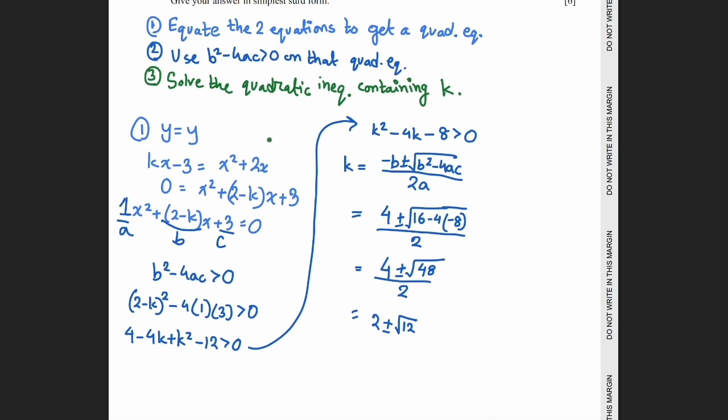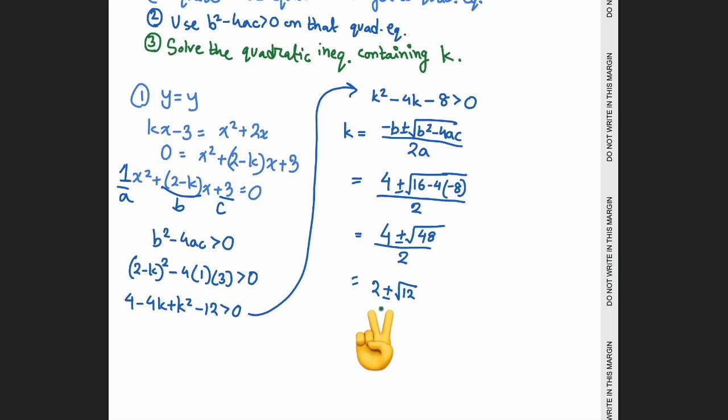Okay, so our step 2 is done. Now we are going to solve the quadratic inequality. We are already trying to solve this quadratic inequality, and we have just obtained two critical values. The critical values are 2 plus root 12 and 2 minus root 12.